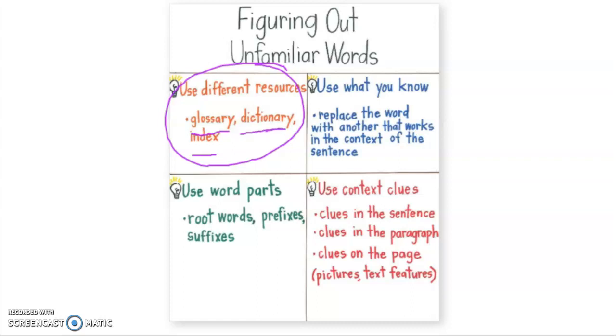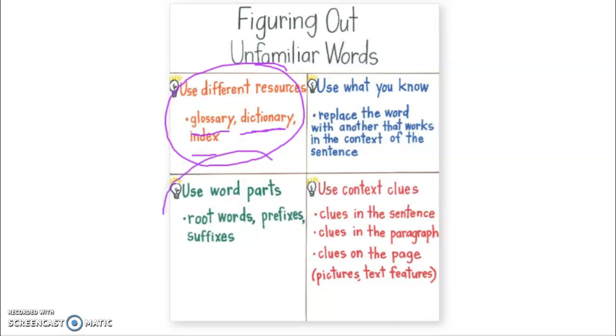Or I could just use a dictionary, even if I just went to Google and typed in the word. Sometimes I have to type in the word like definition of blank, then I can just get a definition of what that means. Now, sometimes the definitions are hard to understand, so then you have to try and figure that out, but a dictionary is a great resource to look up a word and see what it means.